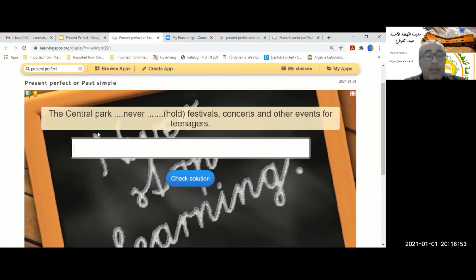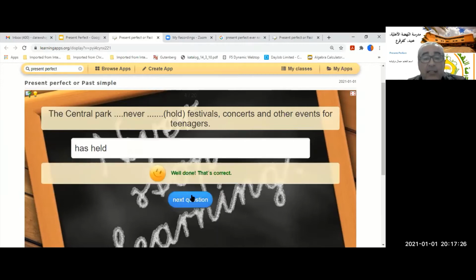Let's move on. The Central Park never hold festivals, concerts, and other events for teenagers. Now, look at this sentence. Do you find a time expression in this sentence? No. Excellent. So we have to use the present perfect. The Central Park is singular, then has. Never, verb 2 of hold is held, and verb 3 of hold is held as well. Has never held festivals. Excellent.